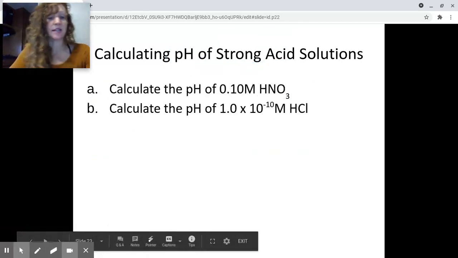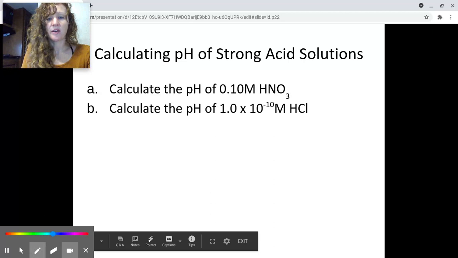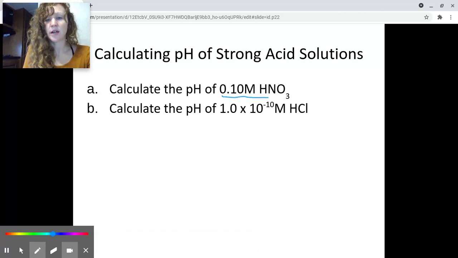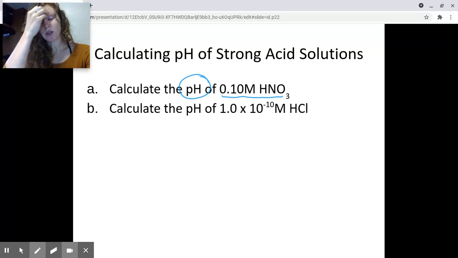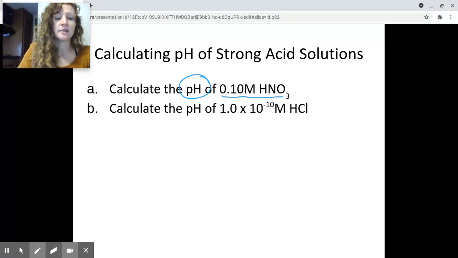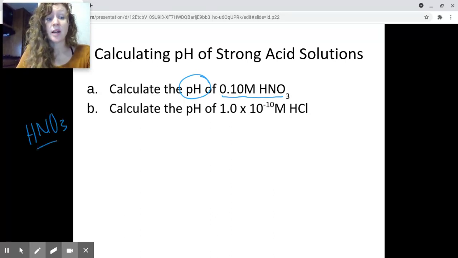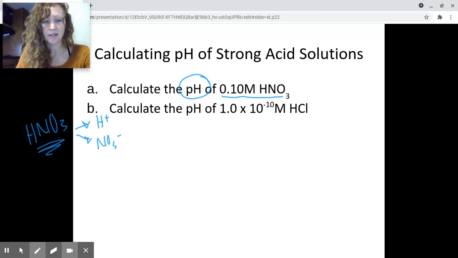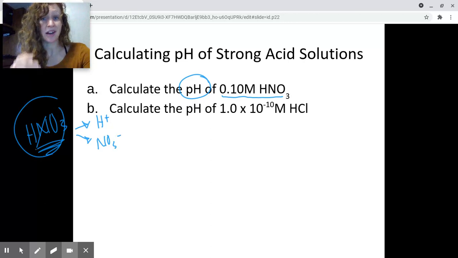Okay, so let's look at an example here. We have a 0.1 molar HNO3 solution, and we want to calculate the pH of that. So we're going to start by thinking, okay, HNO3 solution, what's present? Okay, HNO3 is present, but I know that it's a strong acid, right? And so a strong acid is going to dissociate completely, and I'm going to get H plus ions and NO3 minus ions, and my HNO3 is not going to be there in the end.